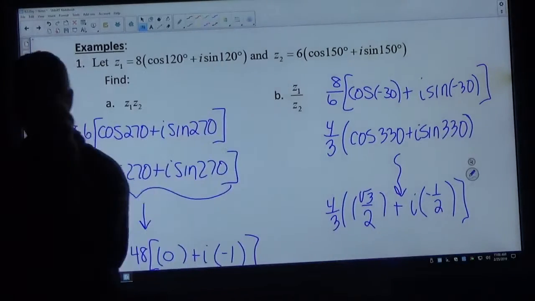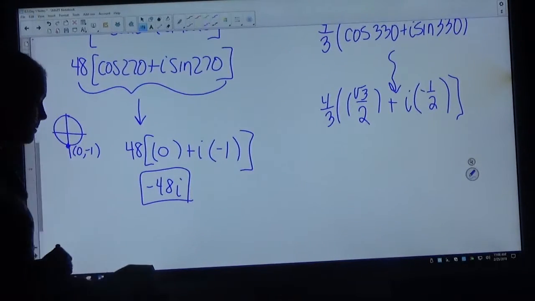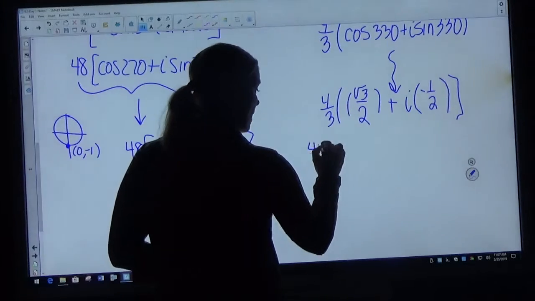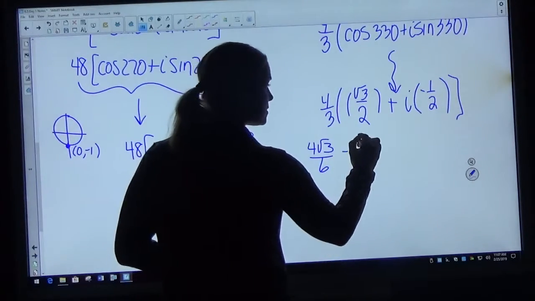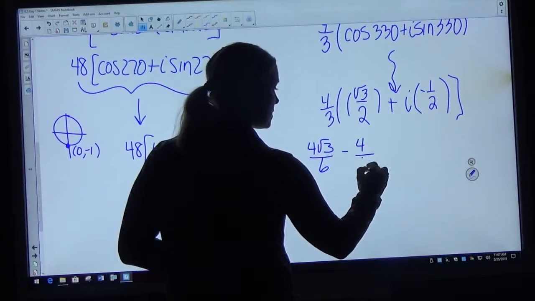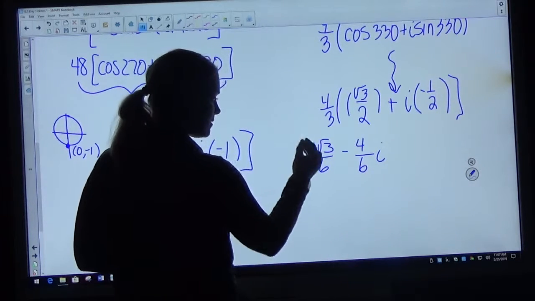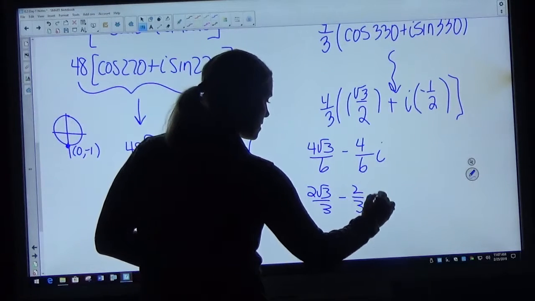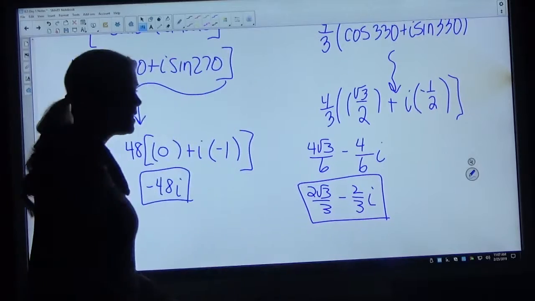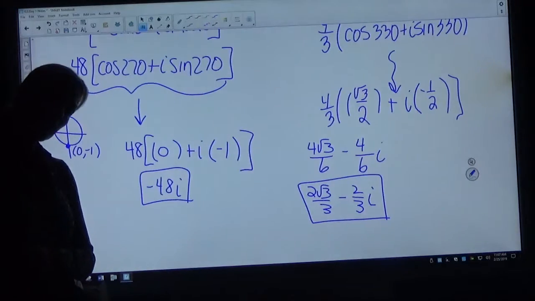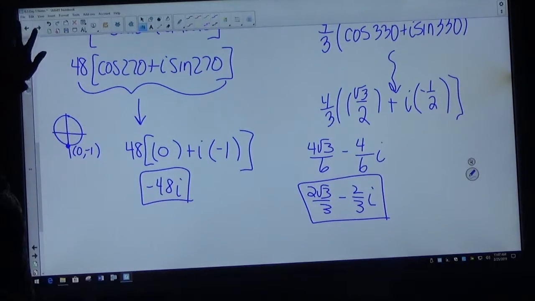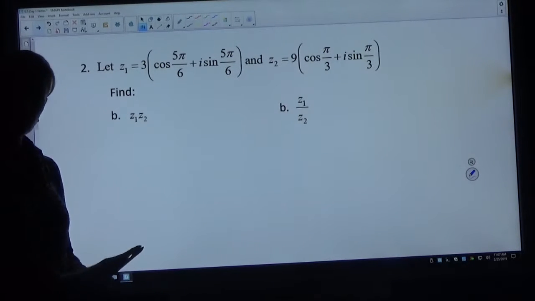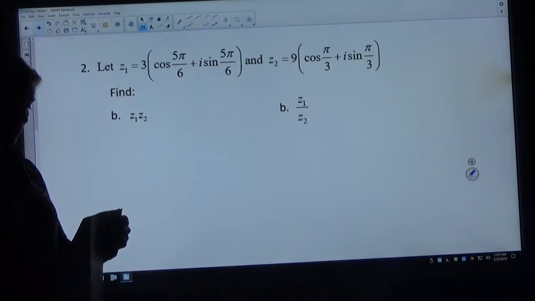Let me pull this down a little bit. And then I'm going to go ahead and distribute that through. I'm going to get 4 radical 3 over 6 minus 4/6 i. And then I'll simplify that: 2 radical 3 over 3 minus 2/3 times i. So there's my answer. I can multiply and divide those two trig forms. On the next page, it gives you another problem, and you can take a look at my key to make sure you're understanding what we're doing.